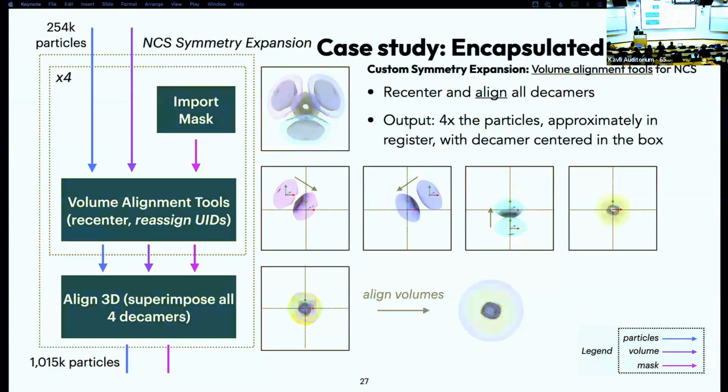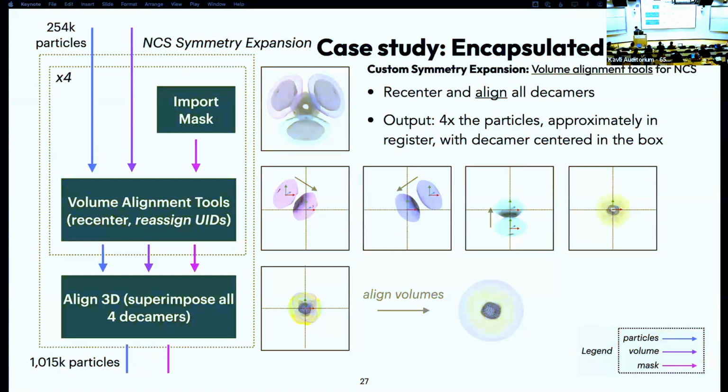Okay, so the 4 masks imported in CryoSPARC correspond to the pink, the purple, blue, and the yellow masks shown in that top panel. The next step we have to do is to apply the mask to each of these decamers and then superimpose them onto each other. This was done via 2 steps. Firstly, I ran 4 volume alignment tools jobs, and they were used to mask each of these decamers and to recenter them at the center of the box.